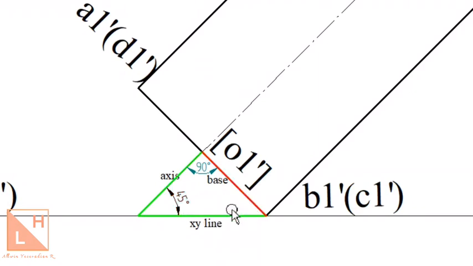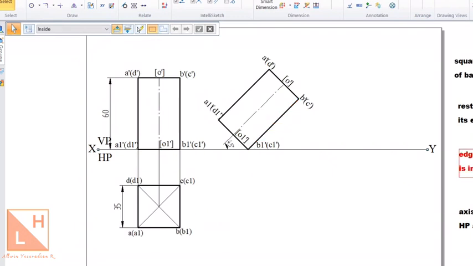Now it is 45 degrees required, so we incline this base at 90 minus 45, which will be nothing but 45 degrees. And now this is inclined at 45 degrees, so that completes the condition with respect to HP, and we have done with the second position front view.